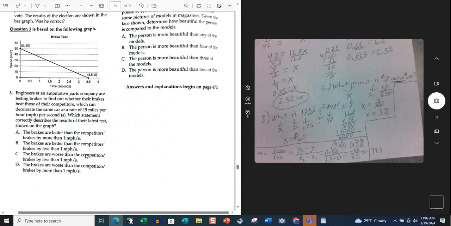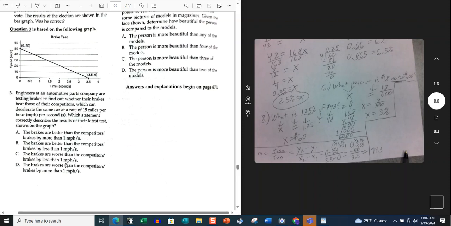Now, we know that with our answer being a negative 14.3, remember, it's talking about deceleration, so really it's saying it's decelerating at 14.3. So with that being said, we know that that is not more than 1 mile per hour, because we're told here that the original rate was 15 miles per hour. So that was not more than 1 mile per hour difference. So we would get rid of A and D because they're not more. So we're going to look at these less.